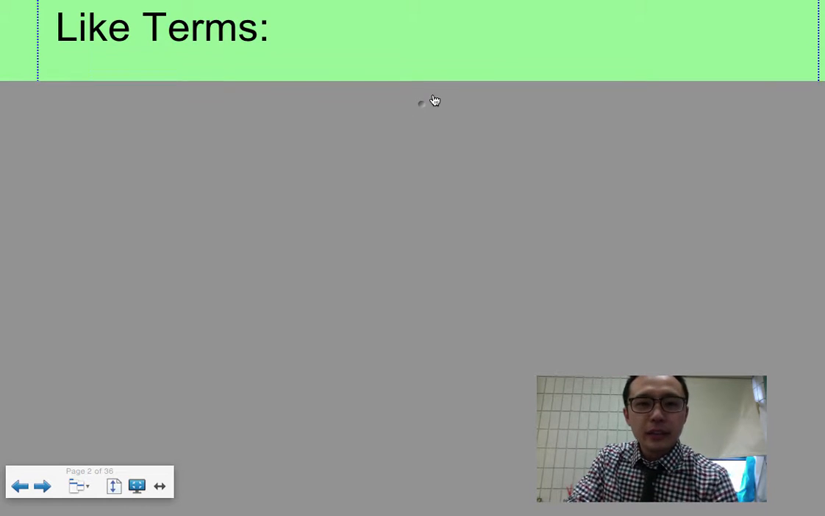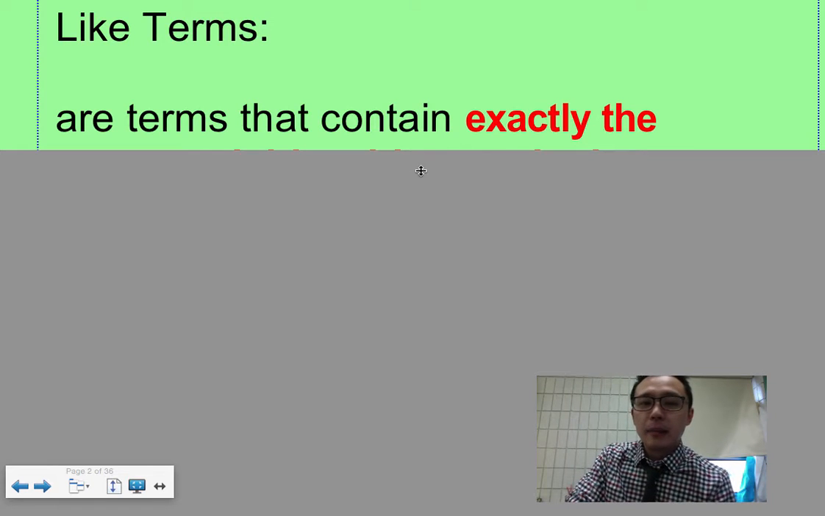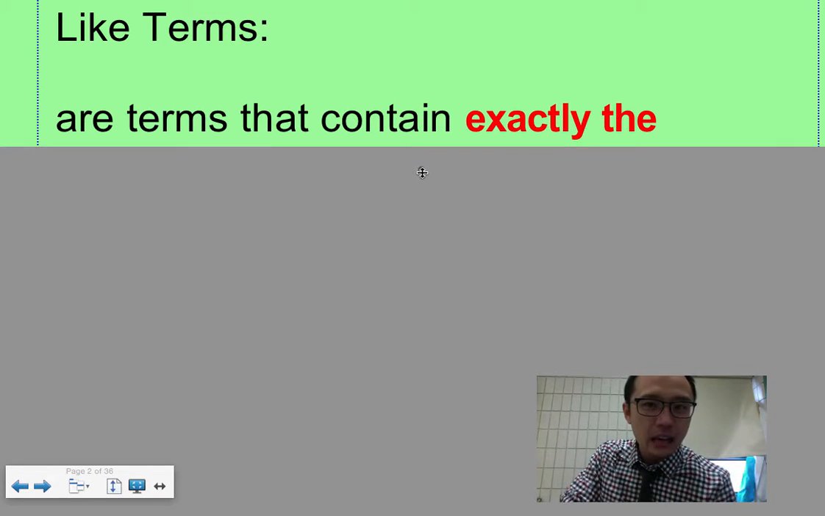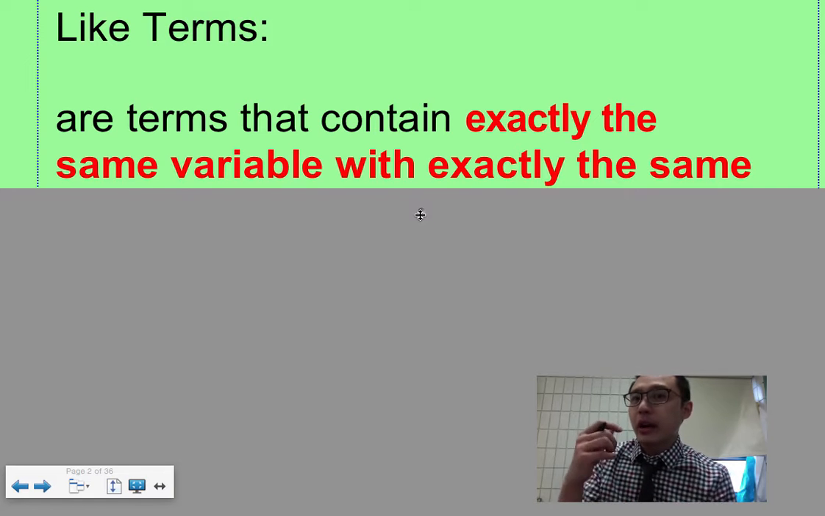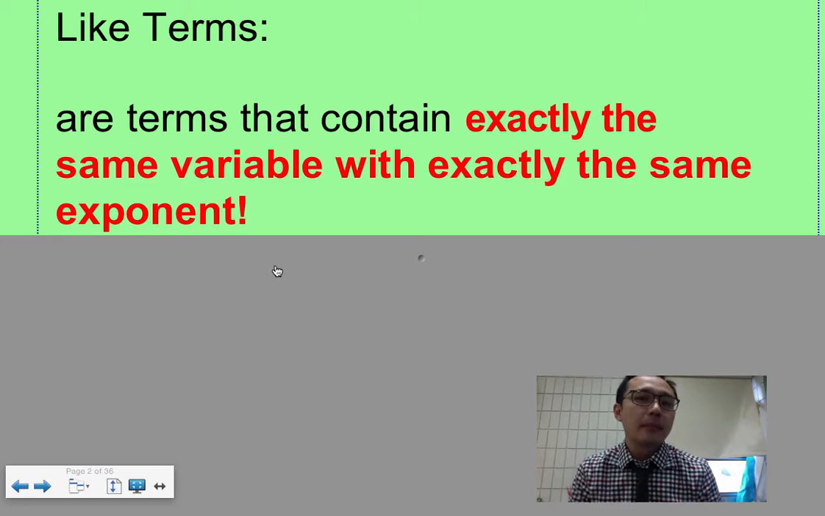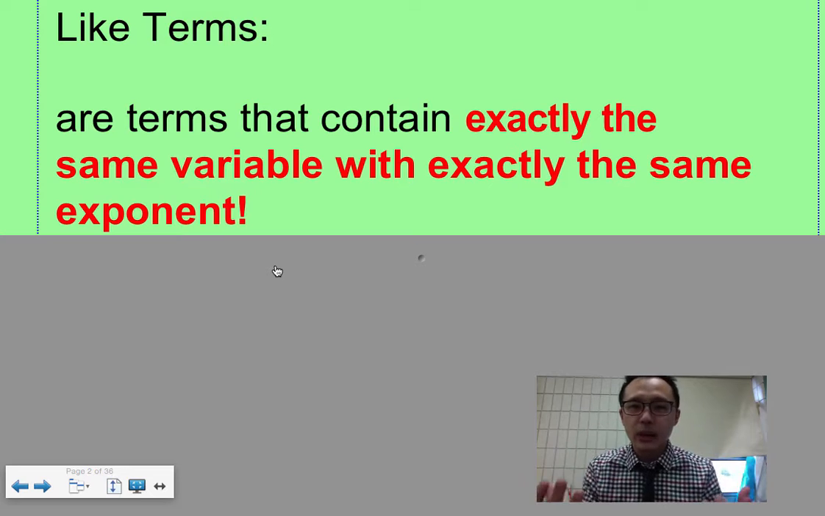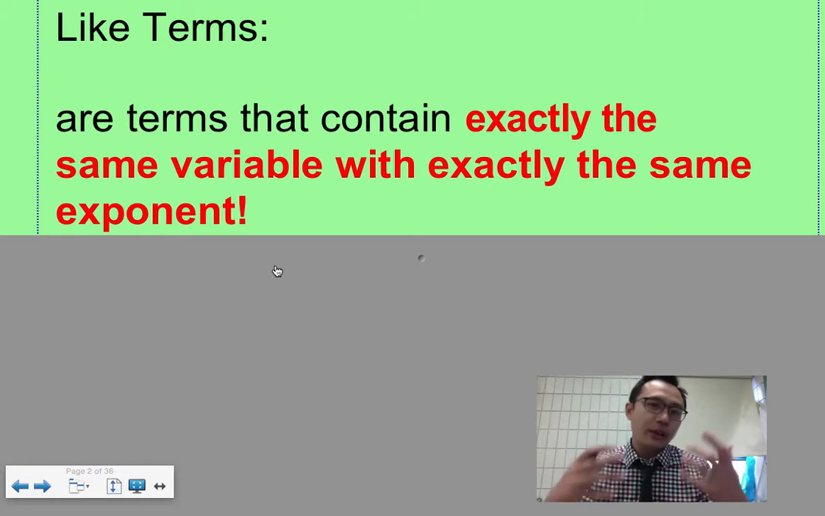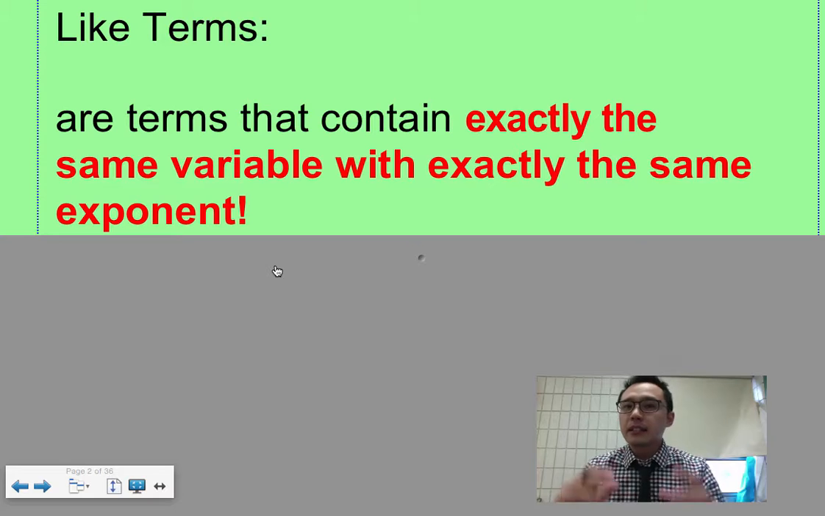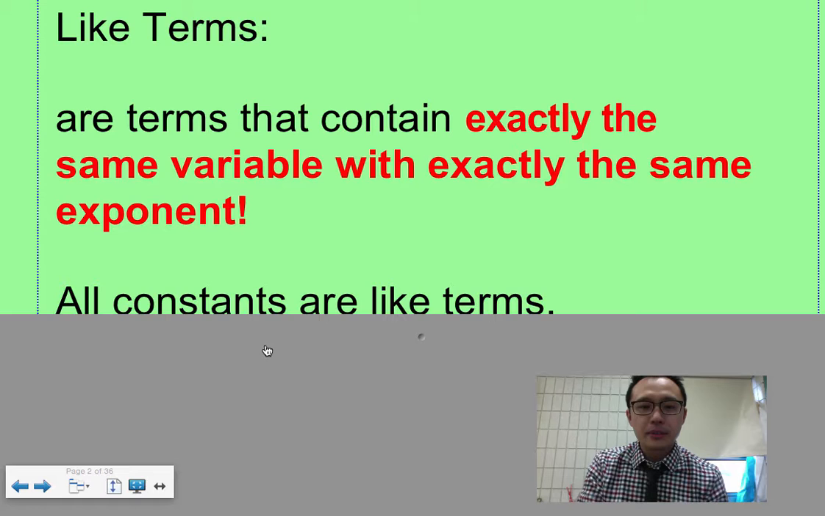Like terms are terms, as in variables and constants, that contain exactly the same variable, which is like your x's and y's and z's and all that, but also with exactly the same exponent. I think that second part is pretty important because I see a lot of mistakes being made when people add x's and x squares together, or y's and y squares, or y cubed. But like terms, or exact terms, whatever you call it, are basically the same variable, same letter, with the same exponent. So let's look at a couple examples down here.